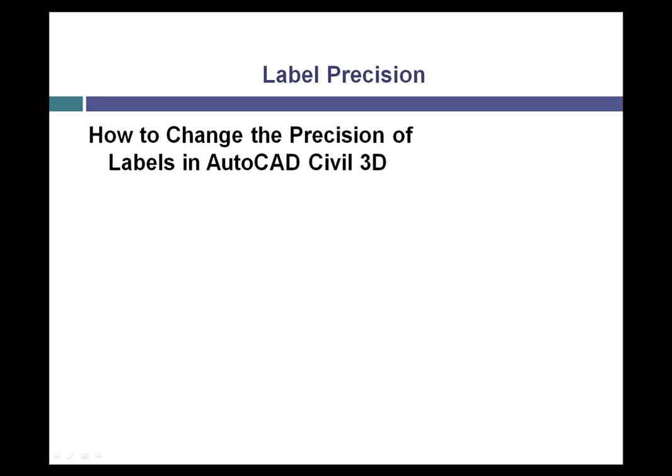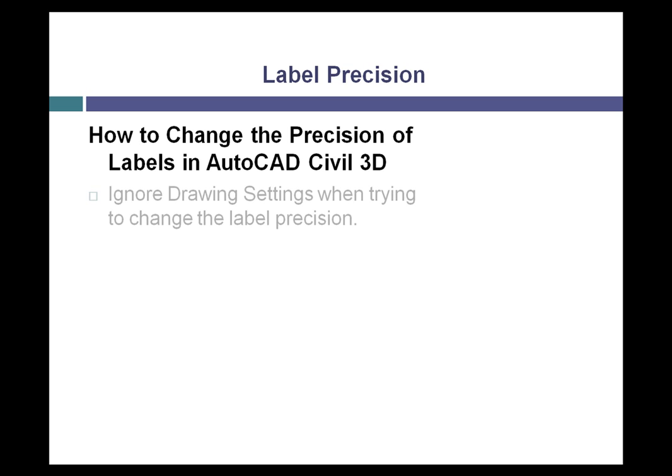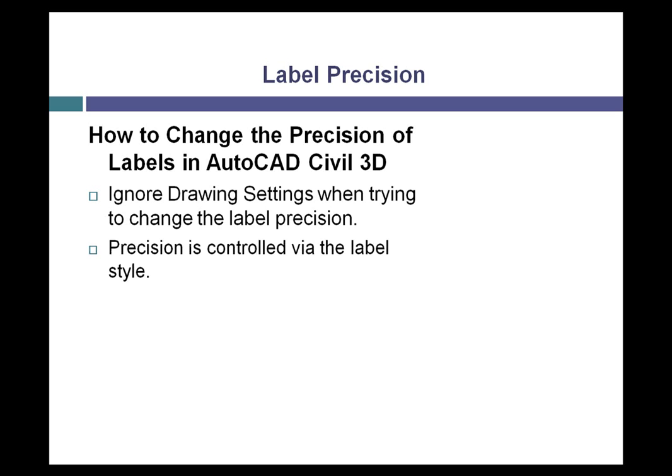And today we're going to talk about how to change the precision of labels in AutoCAD Civil 3D. Now, I've seen a lot of new users, when they're trying to change label precision, go into the drawing settings. Do not go there. There is no place within the drawing settings to change the precision of your labels. Instead, you need to go into the label style. The way the label looks is controlled entirely by the label style, including the precision.